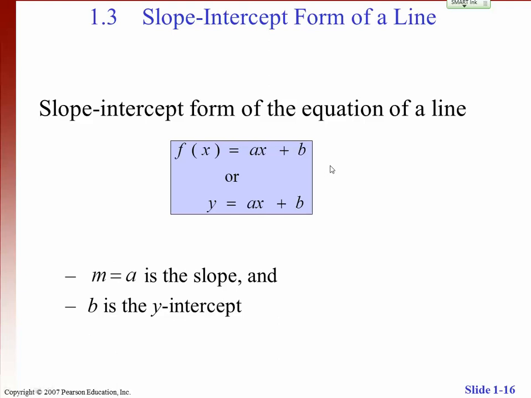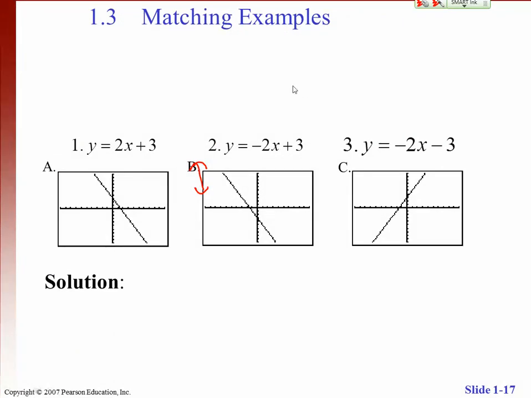Slope-intercept form, we've already been over that. y equals mx plus b, same thing. They emphasize it here that these two are exactly the same, right? f of x and y are the same. And one last little problem here. Which one is which? Matching which one goes with which should not be too bad.